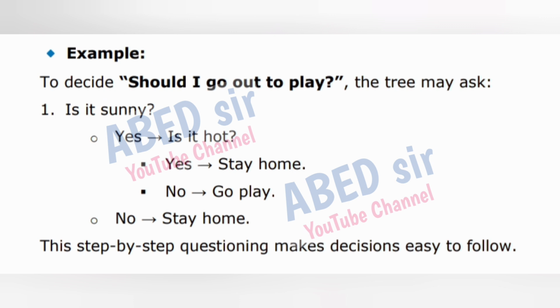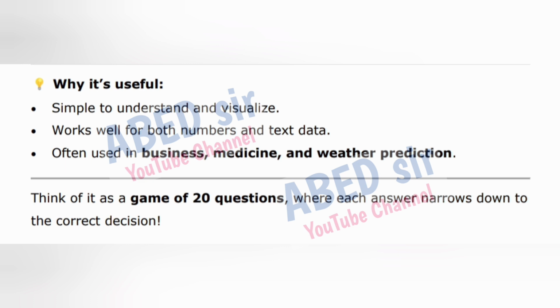Example. To decide "should I go out to play," the tree may ask: 1. Is it sunny? Yes. Is it hot? Yes. Stay home. No. Go play. No. Stay home. This step-by-step questioning makes decisions easy to follow. Why it's useful? Simple to understand and visualize. Works well for both numbers and text data. Often used in business, medicine, and weather prediction. Think of it as a game of 20 questions, where each answer narrows down to the correct decision.